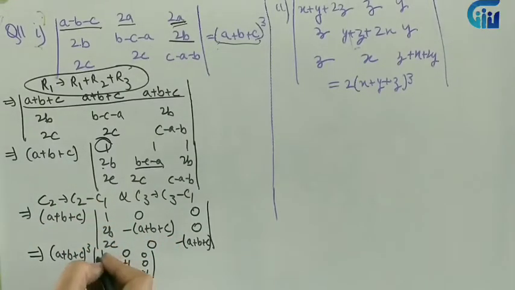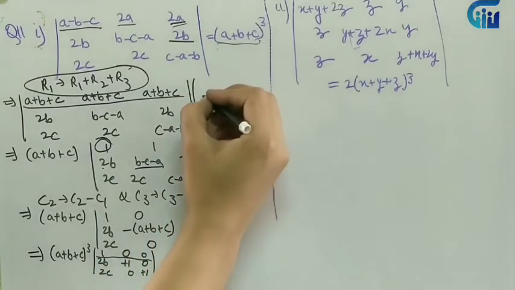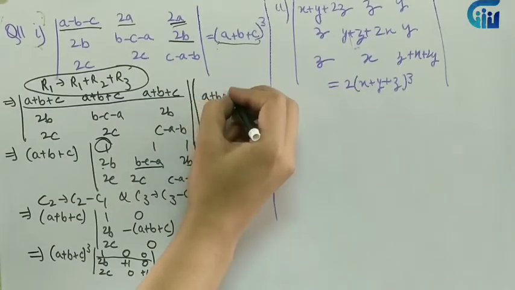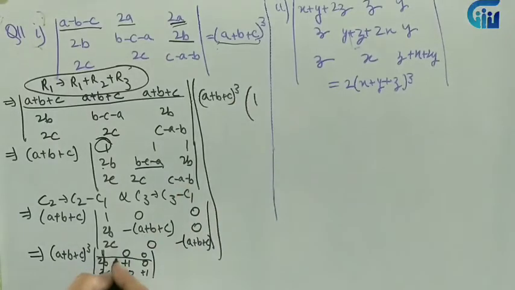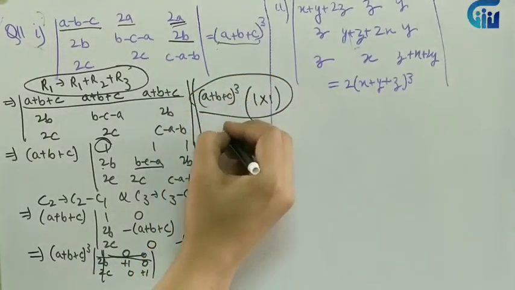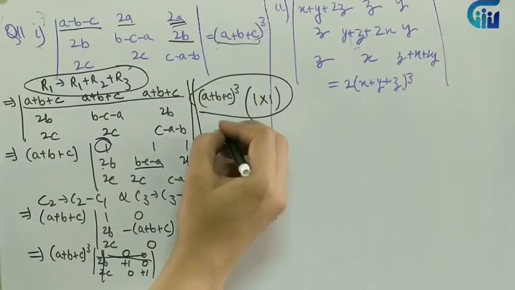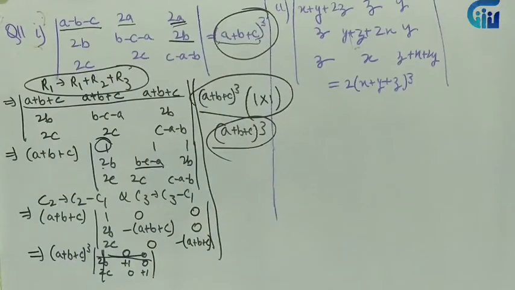Now we can expand it along R1. No problem. If I expand it along R1, let's see what I'll get. It will be a plus b plus c whole cube. Expanding it along R1, I'll cover it like this. So 1 into 1 is 1. So this is the result that I am getting, a plus b plus c whole cube, which is exactly the same as RHS.